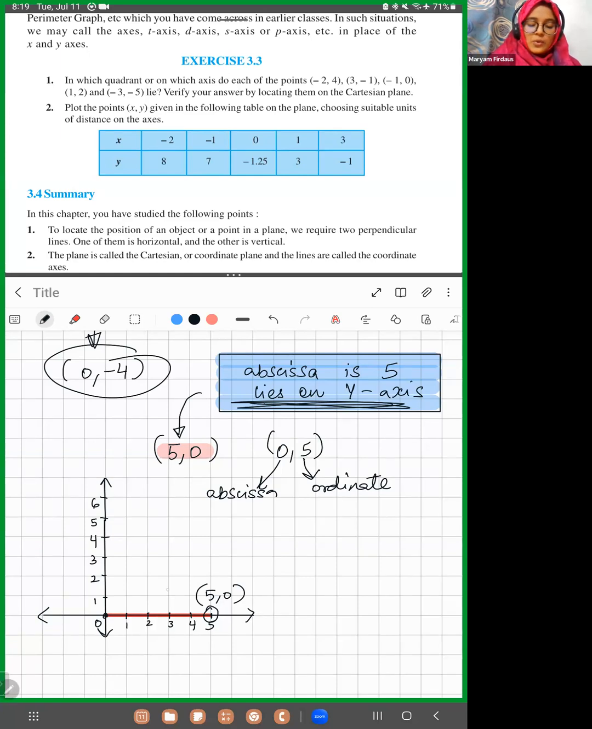So we see that this kind of combination is not possible, because if its abscissa is 5, that means if there is something in the x coordinate, then it cannot lie on the y-axis. If it lies on the y-axis, that means the x coordinate should be 0. We just saw that, right? Is that clear, everyone? Yes, ma'am.